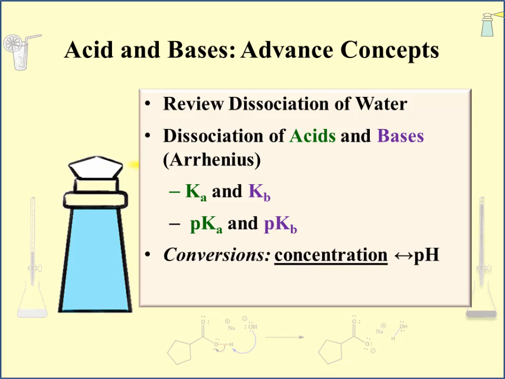And then it is on the practice of converting between the concentration of hydrogen ion and pH, and vice versa. Finally, a look at using stoichiometry to solve an unknown concentration using the values of a titration experiment.